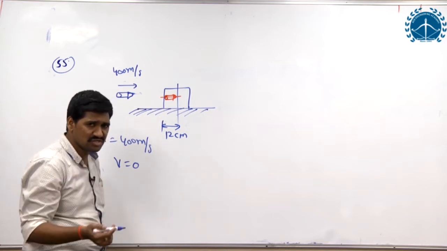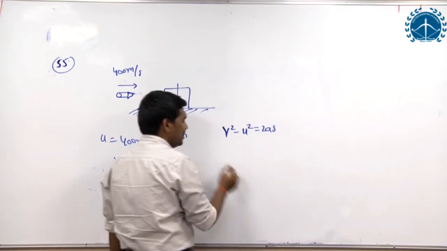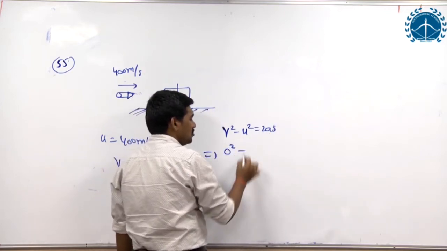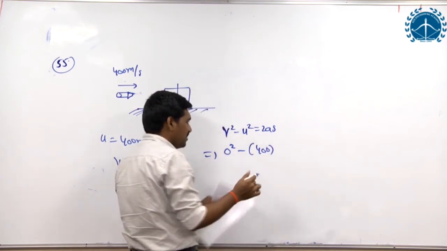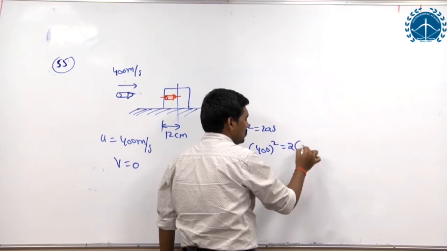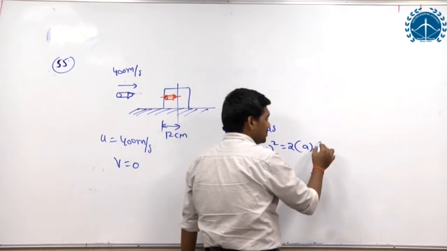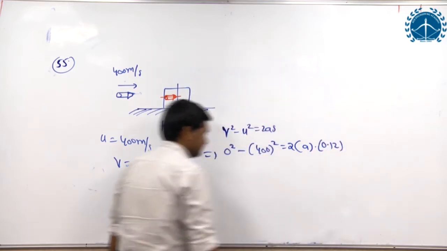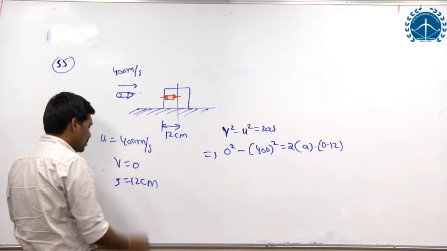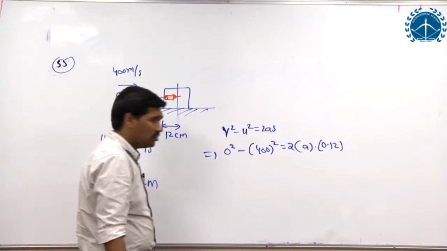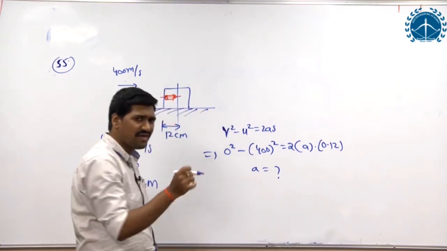First of all, let us determine the value of acceleration. You know the equation of linear motion: v squared minus u squared is equal to 2 a s. The final velocity is 0 squared, the initial velocity is 400, so 0 minus 400 squared is equal to 2 times a times displacement. The displacement is given as 12 centimeters, which I am taking as 0.12 meters, so s is 0.12 meters. With this we can determine the value of acceleration. It is retardation, so you will get a negative value of acceleration.